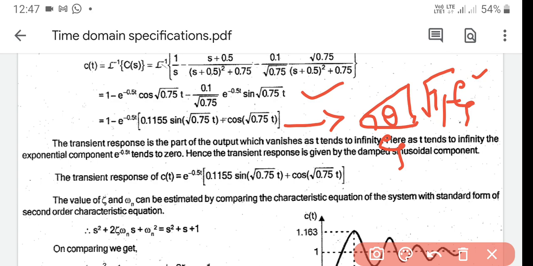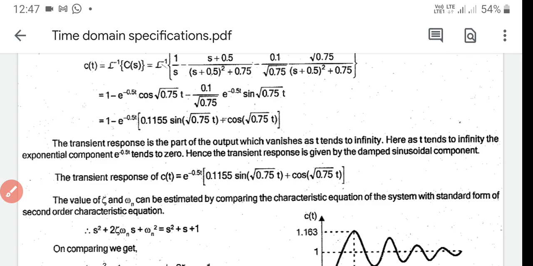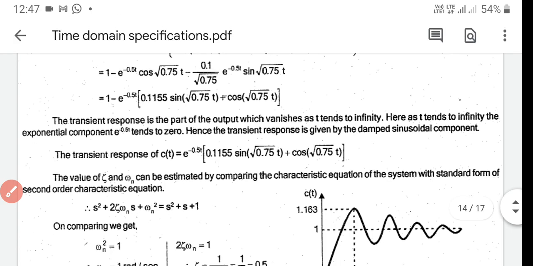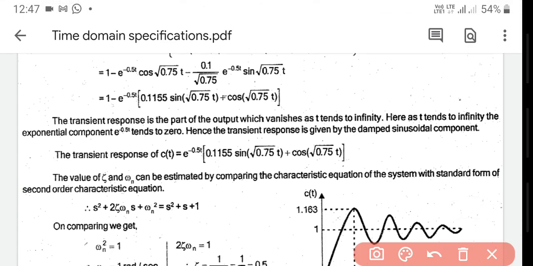Sorry, not this one. Directly you are implementing it. So the value of 0.1 by square root of 0.75 is nothing but 0.1155. Okay, so the same value. Now this is the transient response you have obtained here.